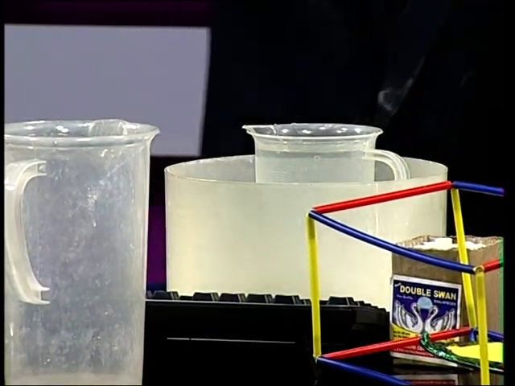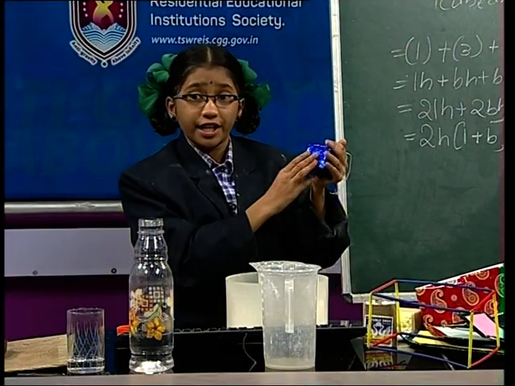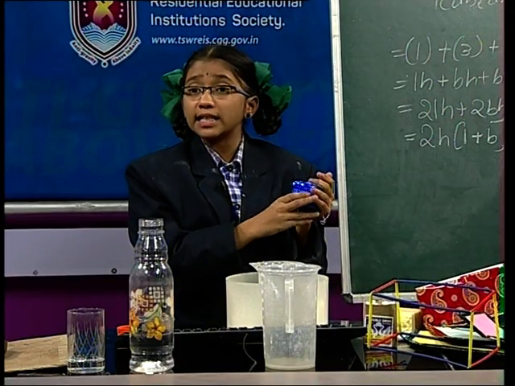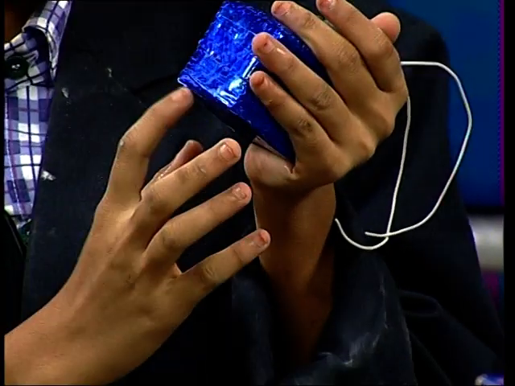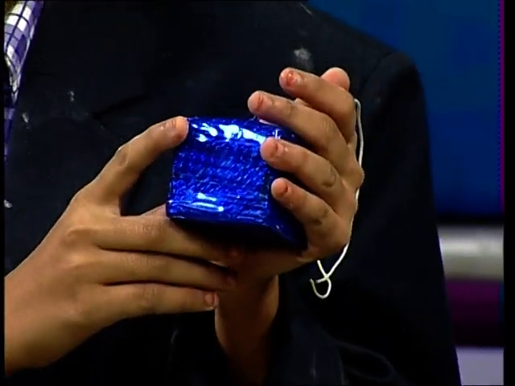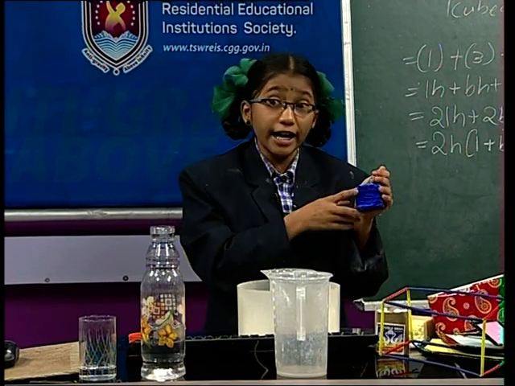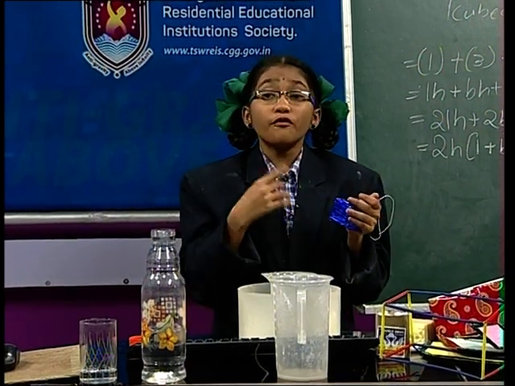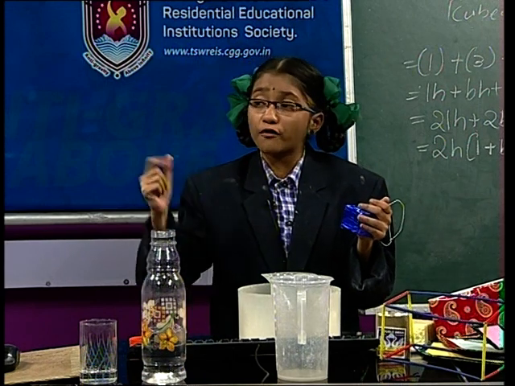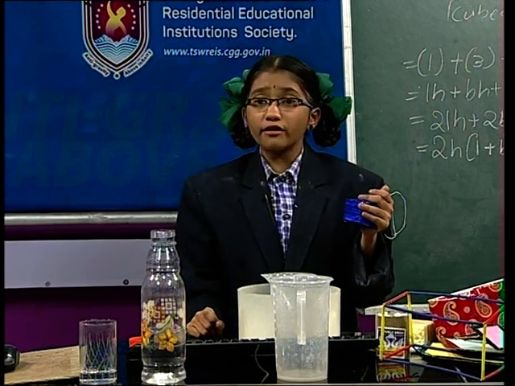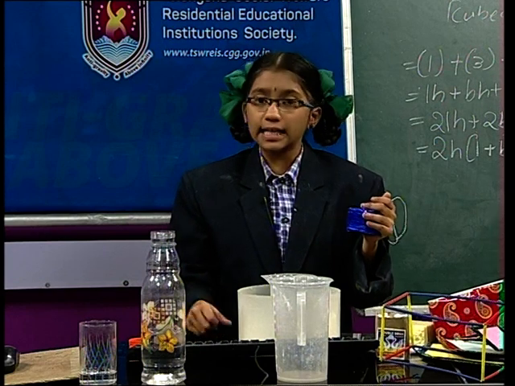And take a cube shaped object. In this object there are 3 measurements: length, breadth, and height. The length is 5 centimeters, the breadth is 5 centimeters, and the height is also 5 centimeters. So 5 into 5 into 5. Our formula of the volume is 5 into 5 into 5. Let us see that.